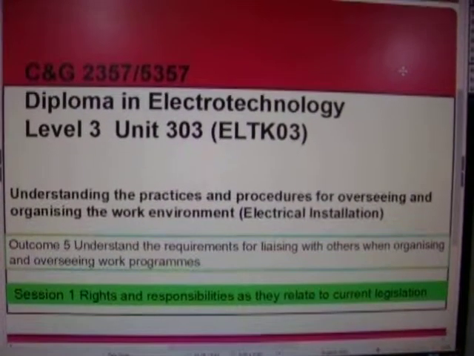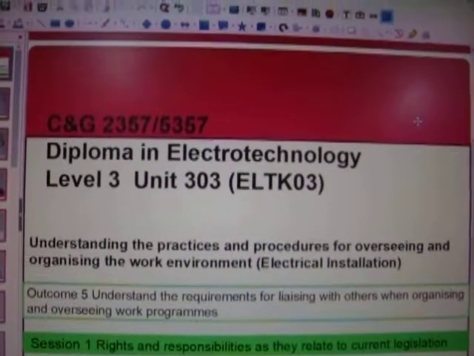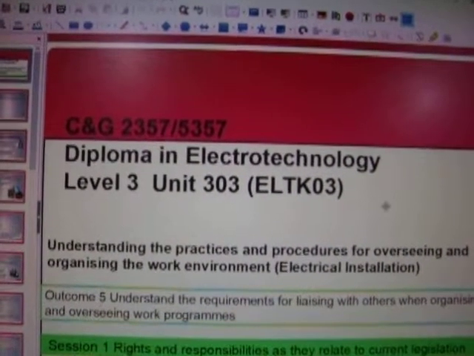Welcome back. I'm looking at rights and responsibilities as they relate to current legislation. Now remember, current legislation is the 18th edition of the IET regs.